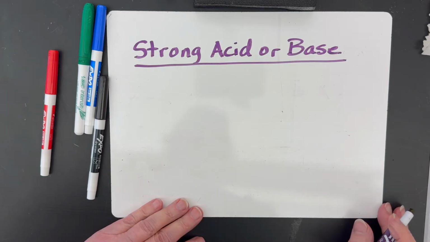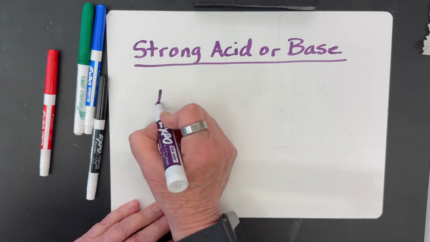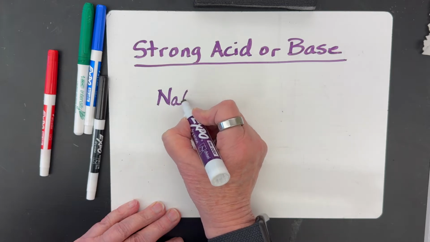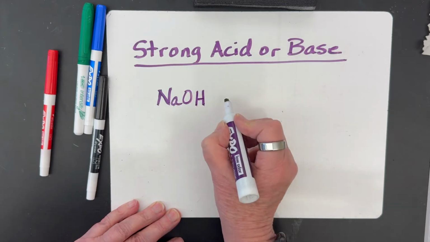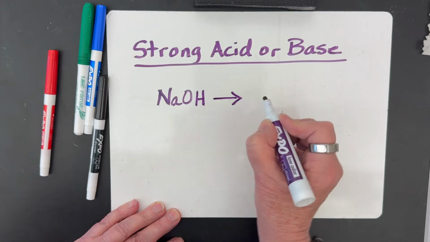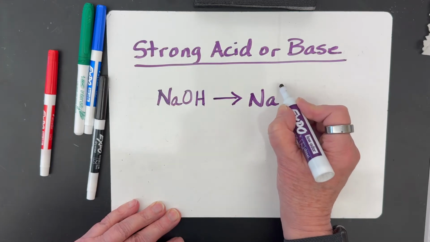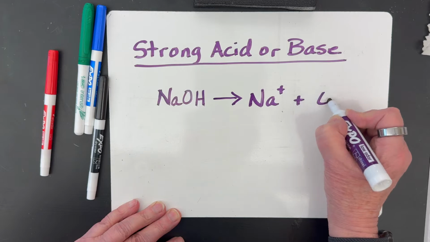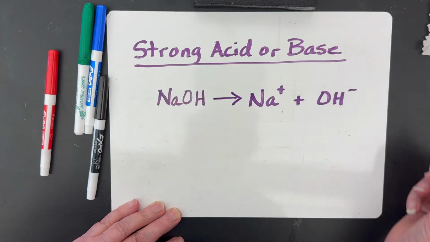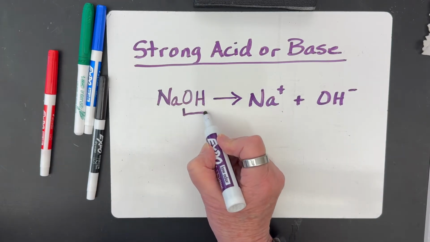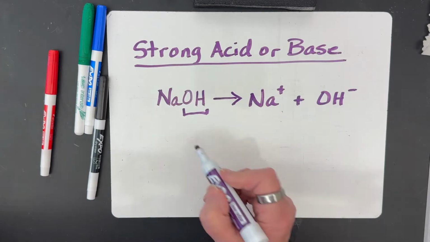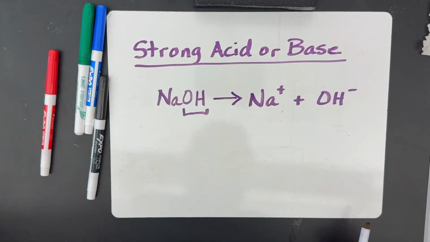So if you take a base like NaOH, which is a strong base, and you dissolve it in water, it comes apart into Na+ ions and OH- ions. Notice the O and the H stay together, hydroxide, and the Na splits off. And 100% of that NaOH will come apart into its ions. So that is a strong base.